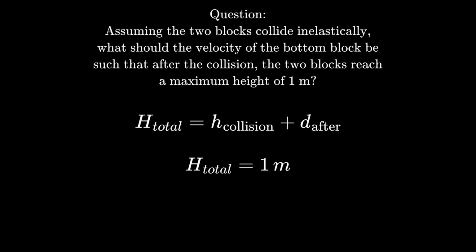So, going back to our question. If we have this h total, well, we know it's 1 meter. We finally found h collision and d after. We can plug things in now. We're going to set 1 meter equal to the sum of those two heights, or distances.